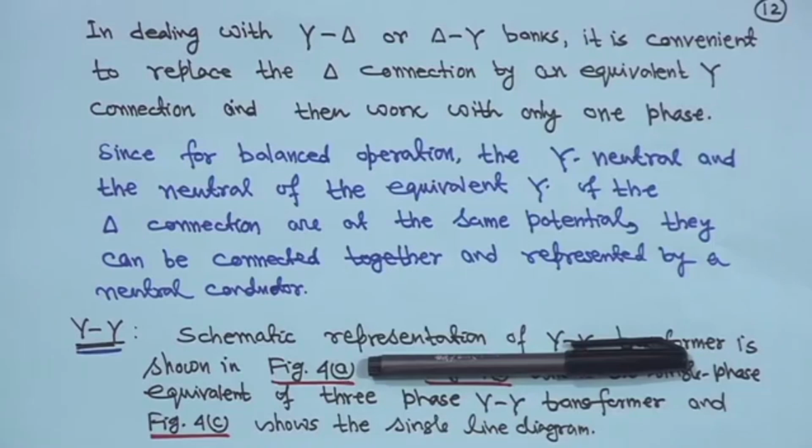So, when we are converting, because it is a balanced system, when we are converting delta to an equivalent star, the neutral point of the star converted from the delta and the neutral point of the star are at equipotential. So they can be connected together and represented by a neutral conductor, such that they can be represented by a single line diagram. Later we will see that.